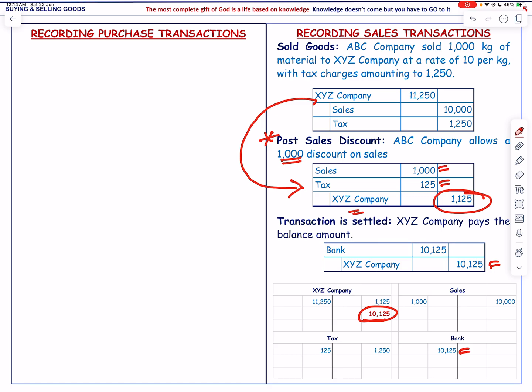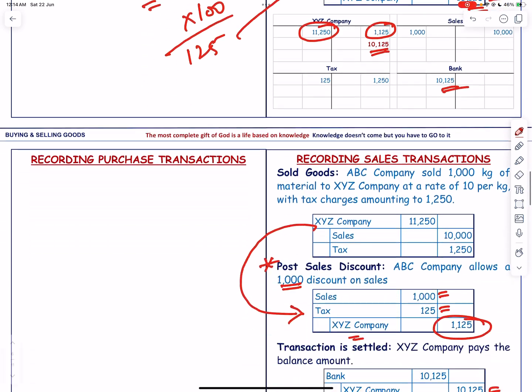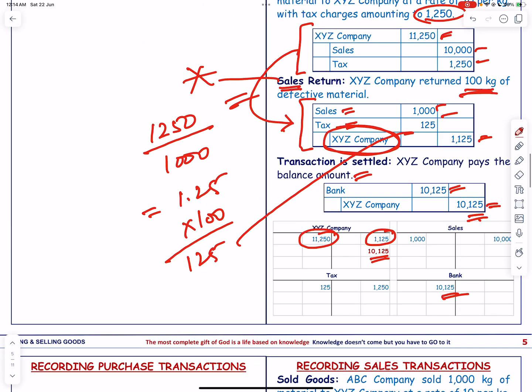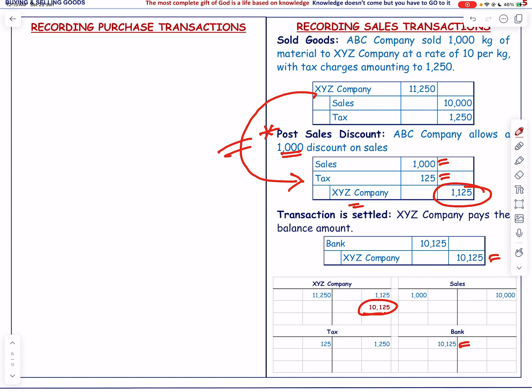So I would also like to emphasize over here that although the financial transaction for sales return as well as for the sales discount are identical, there is no change. However, there is a distinct impact on the inventory. A sales return will affect the inventory, whereas the sales discount does not affect the inventory.